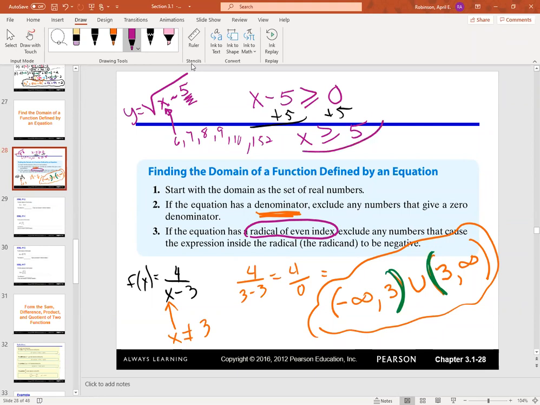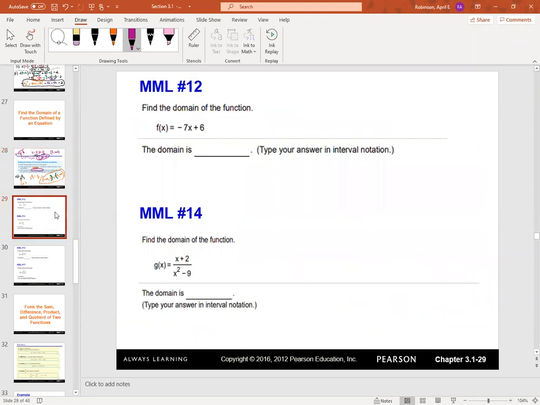So this is my answer, but in interval notation, because it's an equal to, you have to use a bracket, and then you'd say 5 comma, and then it goes to infinity, and you always use parentheses on infinity. So those are the two things you have to watch out for. So on the first one, MyMathLab number 12, it says find the domain of this function. It's just negative 7x plus 6. There's no fractions, there's no radicals. So my answer is negative infinity to positive infinity. It wants it in interval notation.